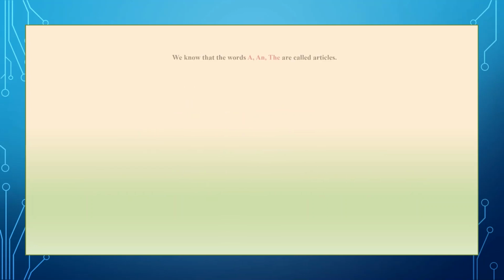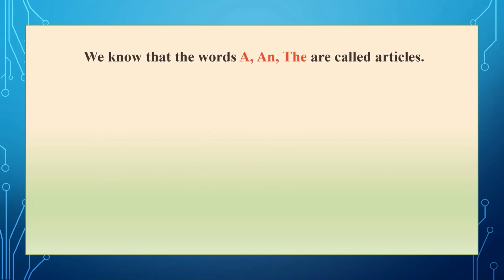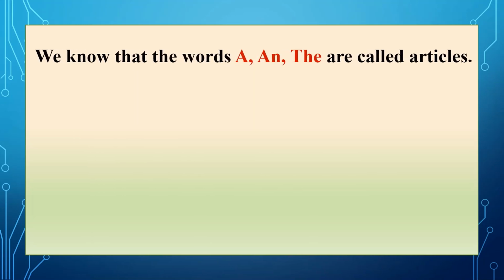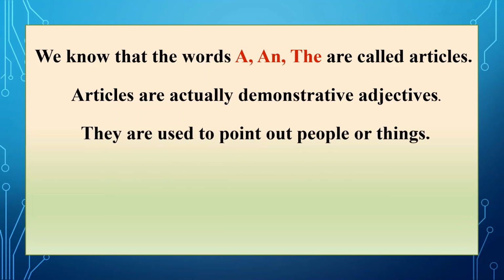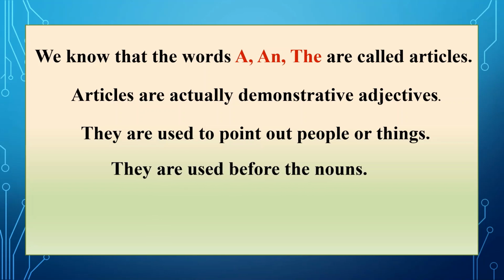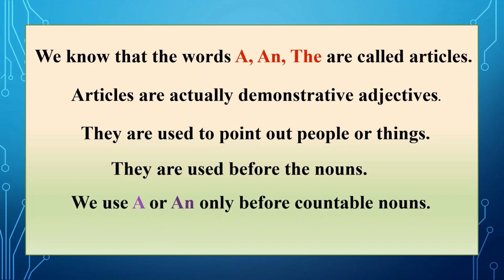We know that the words a and the are called articles. Articles are actually demonstrative adjectives. They are used to point out people or things. They are used before the nouns. We use a or an only before countable nouns.